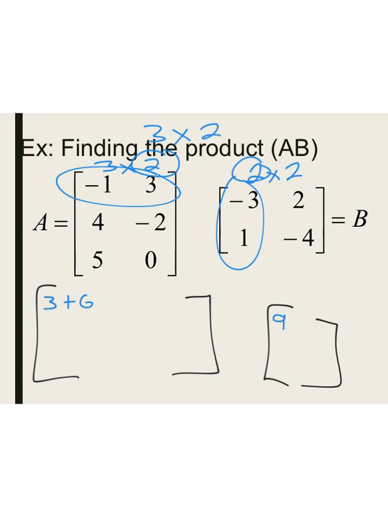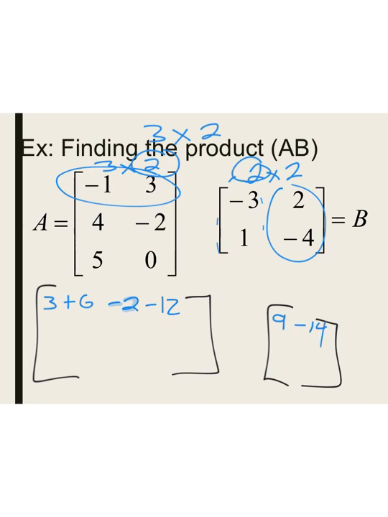I'm then going to go ahead and multiply my first row times my second column. And when we do that, we get negative 1 times 2, which is negative 2. Let's use a pen here. Negative 2. And then we have 3 times negative 4, which is negative 12. And if I add those together, we get negative 14.